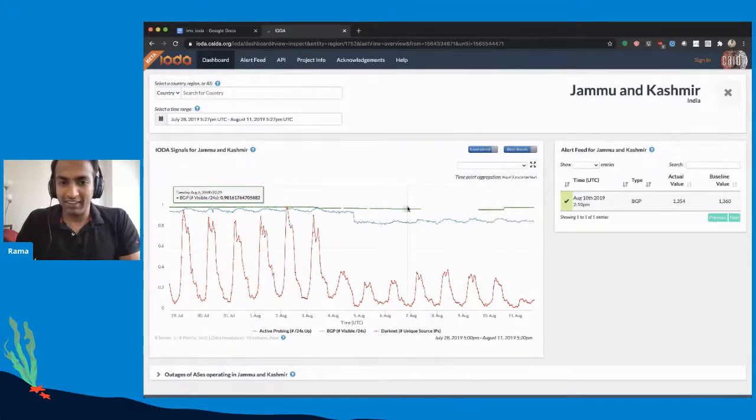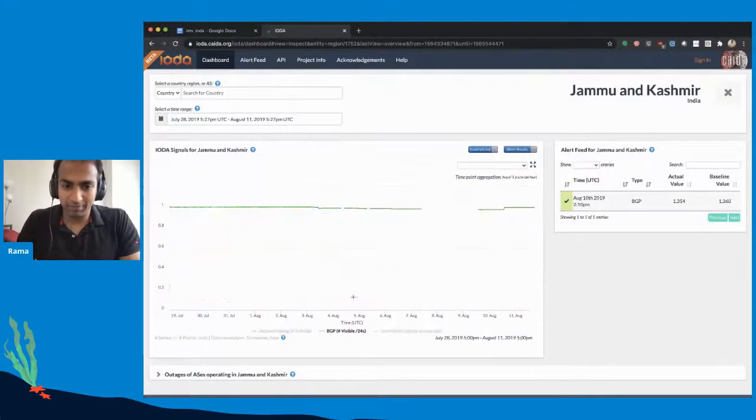Okay, one thing that you'll notice here is that there's a gap in the BGP signal. Gaps like these are not indicative of outages, but of issues or problems on the IODA infrastructure end, where we're just missing this data. The way to interpret these gaps is that we can't decide what happened during that time. The data is just completely missing.